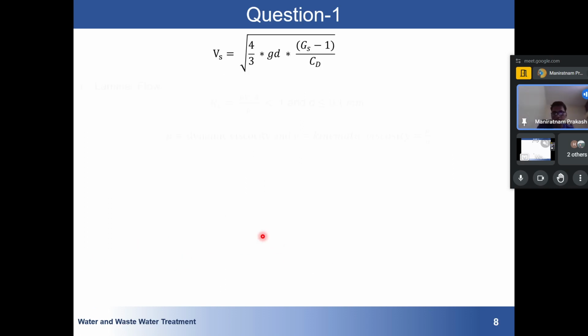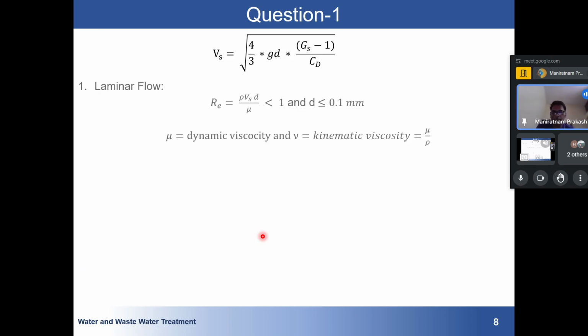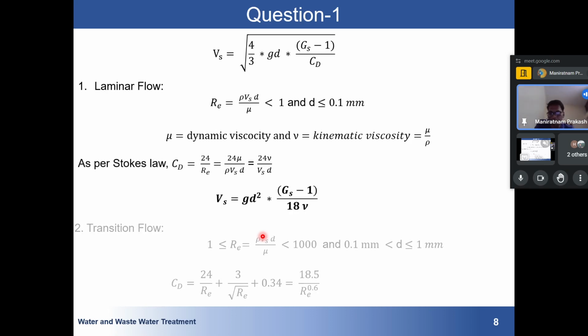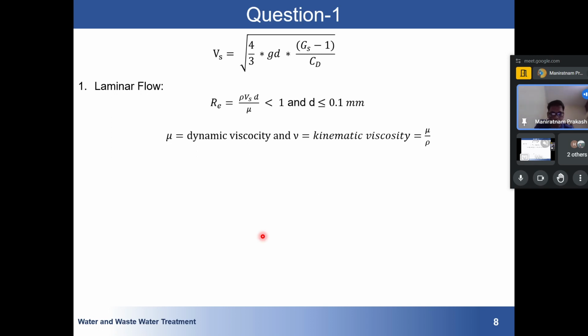Now, we know that there are different types of flow in our system. There are generally three kinds of flow: laminar flow, transient flow, and the third type is turbulent flow, which you will study in fluid mechanics. If you are not aware of it, no problem, you will know in the future. So now consider the first flow.